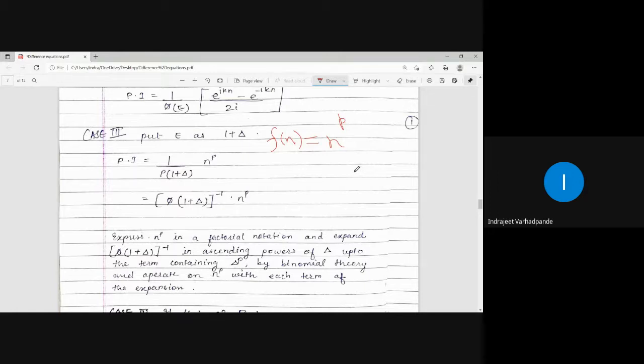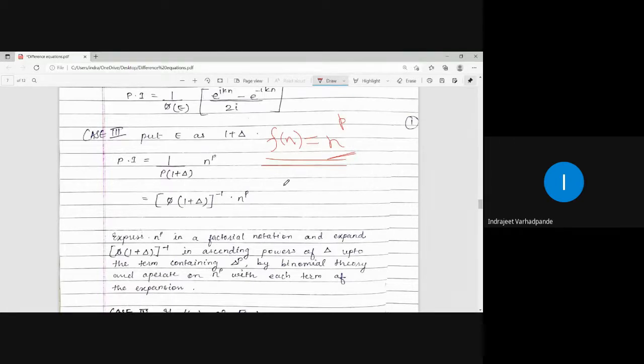So in this case, if the RHS f of n is equal to n to the power p, I can call it a polynomial in n. But we know that in difference equations, a polynomial cannot be directly or simply calculated unless and until it is converted to the factorial polynomial.